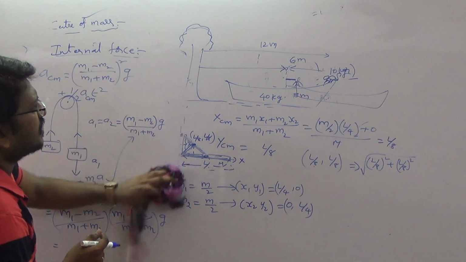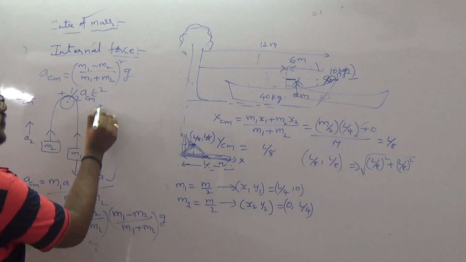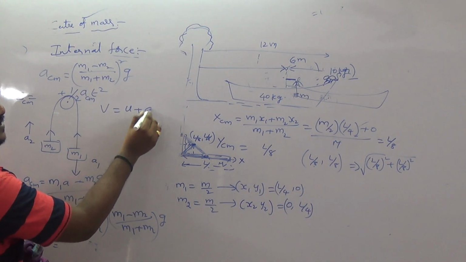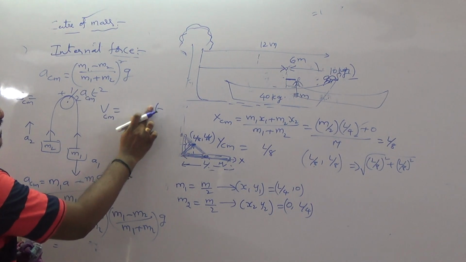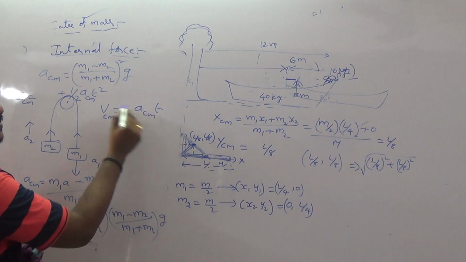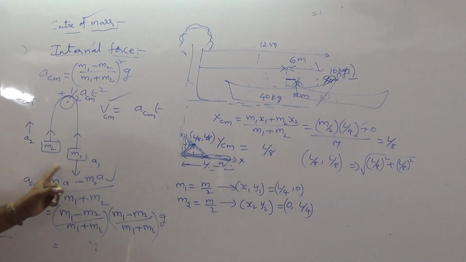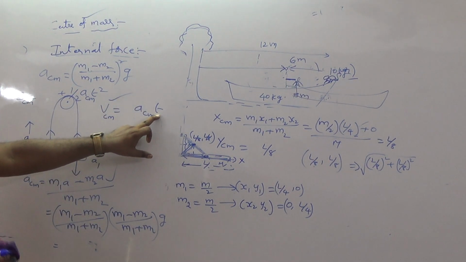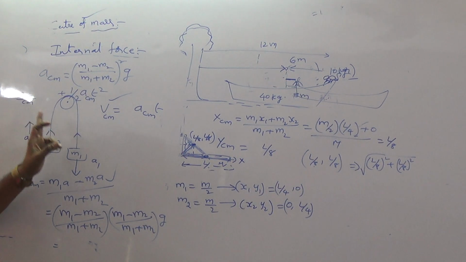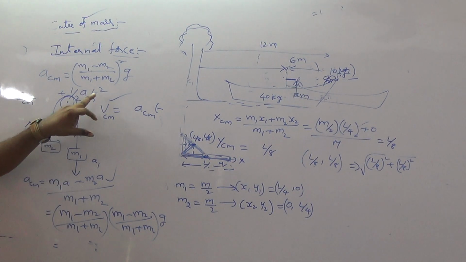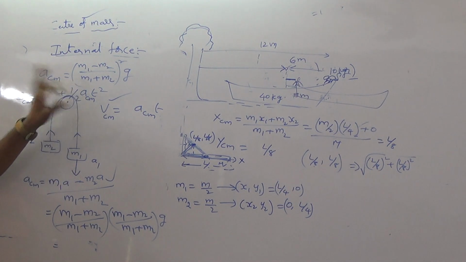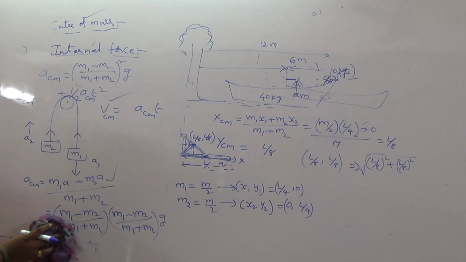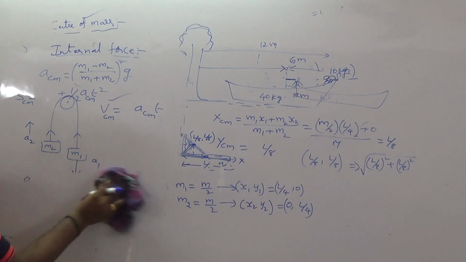What is the velocity of the center of mass at time t seconds? Using the formula v equals u plus at, u is 0. The velocity of the center of mass we get as acm into t. That is the velocity of the center of mass of this total system after t seconds, the displacement covered by the center of mass after t seconds, and the acceleration of the center of mass of this system. So the center of mass concept is over. Tomorrow we go to another chapter.